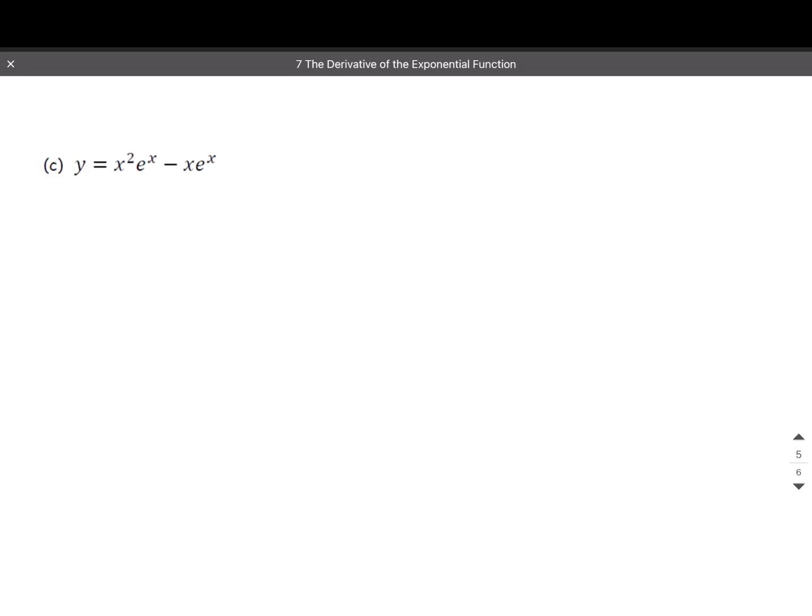Now, this one, y equals x squared times e to the x minus x e to the x, okay? So the derivative of y is dy dx. Now, in order to take this derivative, this is x squared times e to the x, we have to do a product rule, right? So the product rule says take the derivative of x squared, that's 2x, keep the e to the x, plus keep the x squared times the derivative of e to the x, which is still e to the x. But guess what? This one also needs a product rule. So this has two product rules inside this problem.